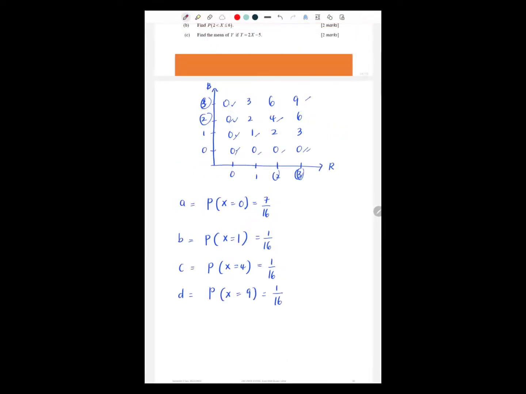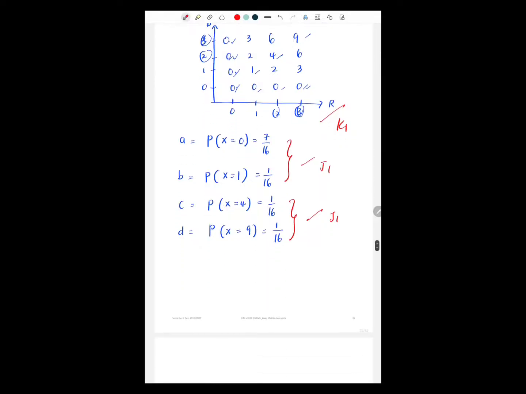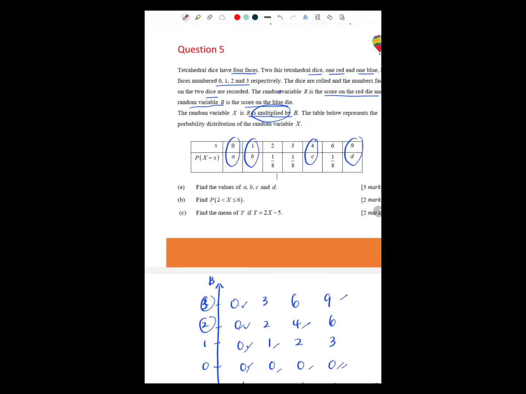Alright. Okay, where the marks will be given. Here, you get K1. And then J1 for these two correct. And then CD correct. Another J1. So 3 marks. Question B, find the probability between 2 until 6. 6 is included, but 2 is not. So 2 marks there. So we're going to write X is 3.